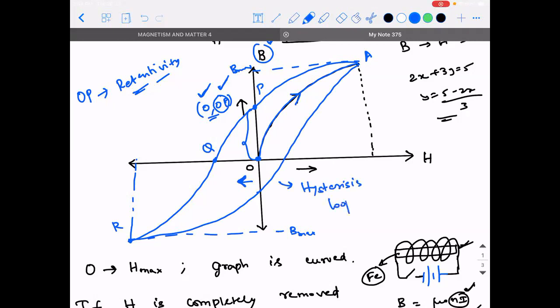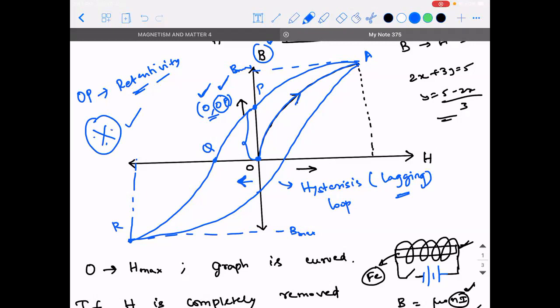hysteresis loop. Generally, hysteresis means lagging of something. Here, what is lagging? The magnetic induction is lagging behind the magnetizing field intensity. Guys, am I clear with this graph? This graph is very, very important. In the next chapter, we'll be learning about the application of this graph in transformers, in a device called as transformer.